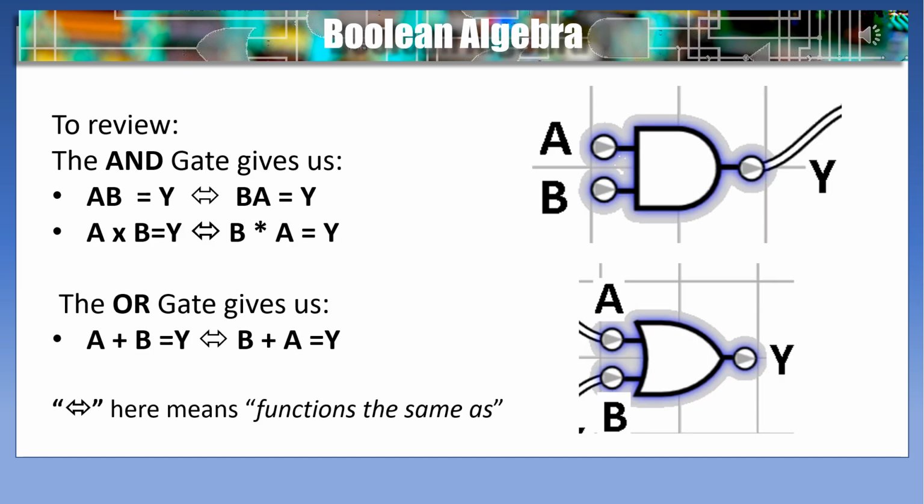Okay, let's apply this to some of our logic gates. The AND gate gives us AB equals Y, which functions the same as BA equals Y. We could also say that A times B equals Y, which functions the same as B times A equals Y. The OR gate gives us A plus B equals Y, which is the same as B plus A equals Y. And the plus sign here, of course, means OR. So A or B equals Y, which functions the same as B or A equals Y.